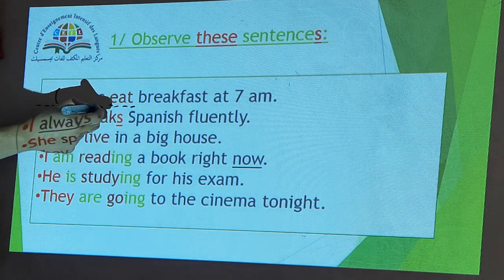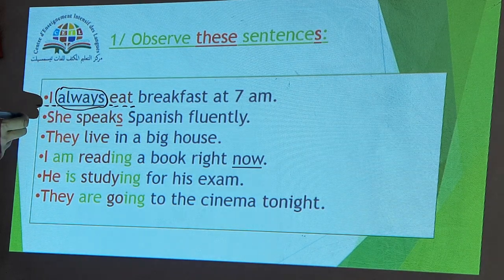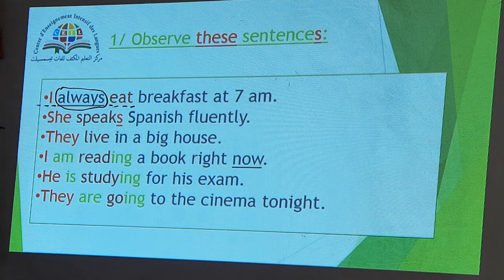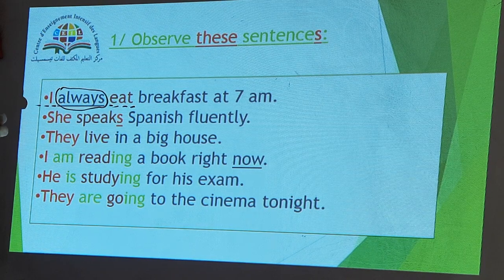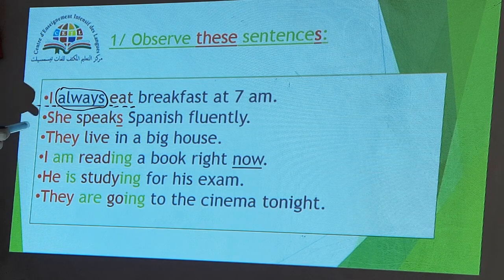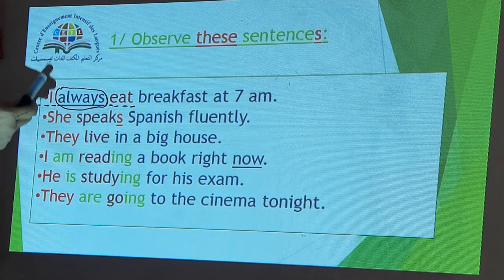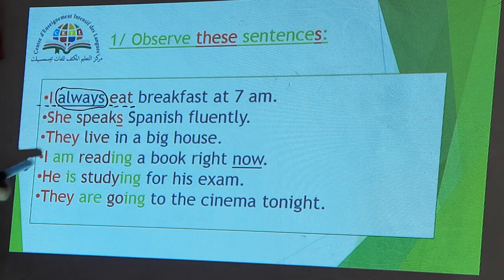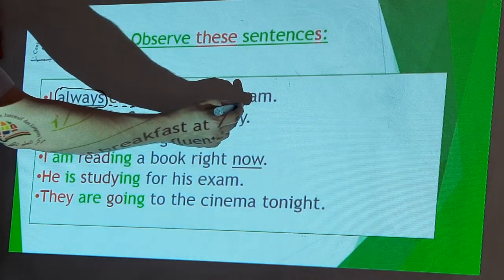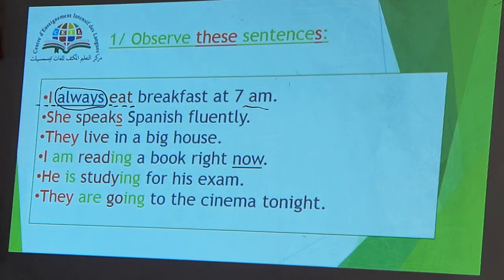Always is what we call an adverb of frequency. Okay? And adverbs of frequency are usually used with the present simple. So we use the present simple in order to express a habit. I always eat breakfast at 7 a.m. Okay?